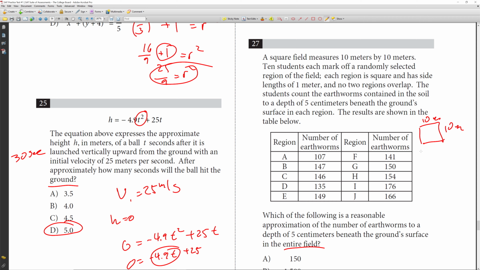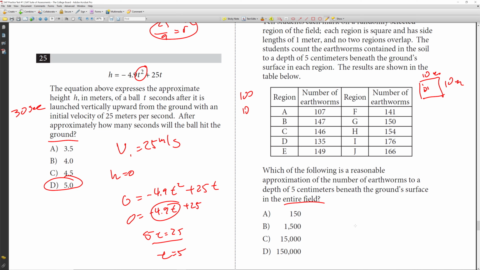10 students each mark off a randomly selected region of the field. Each region is square and has a side length of 1 meter. So each one of these is 1 by 1. And there are no two regions overlapping. The students count the earthworms contained in the soil to a depth of 5 centimeters beneath the ground surface in each region. The results are shown in the table below. So that means there are 10 here. So each one is 1 square meter. And because the whole lot is 10 times 10, or 100 square meters, there's only 10 that were surveyed.